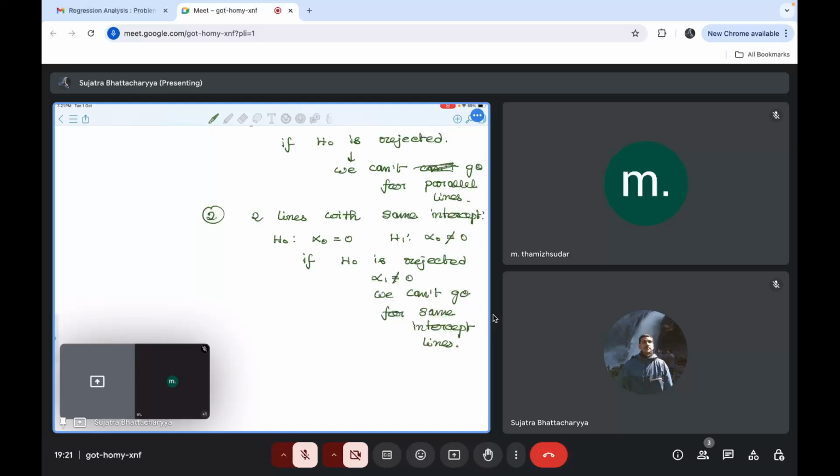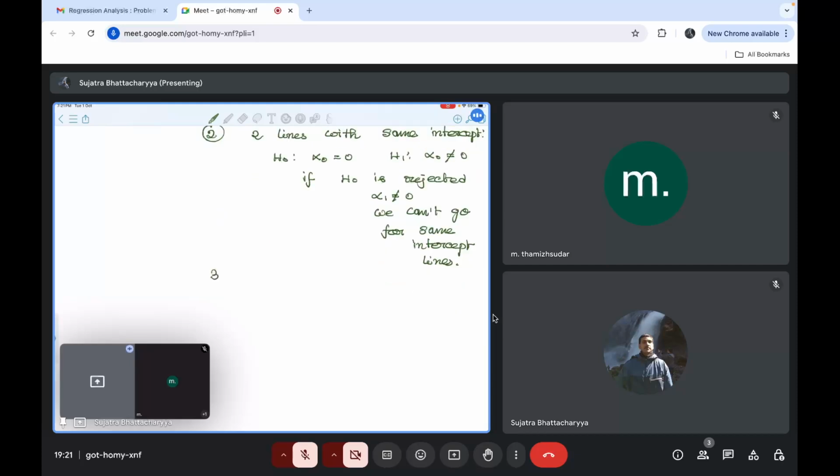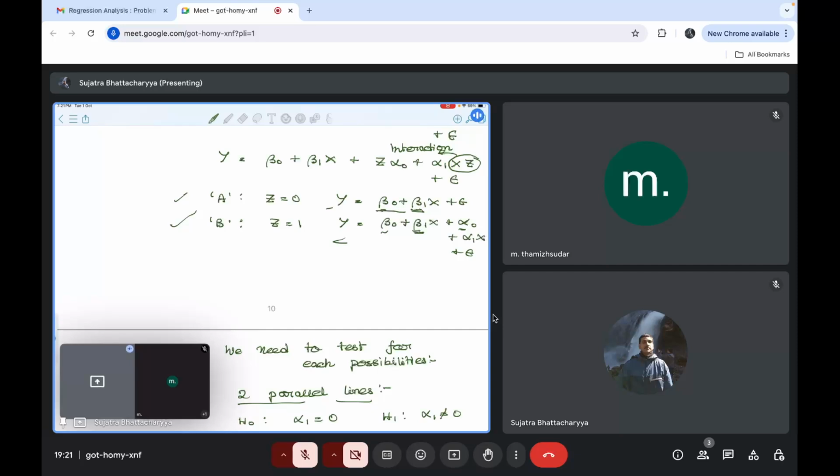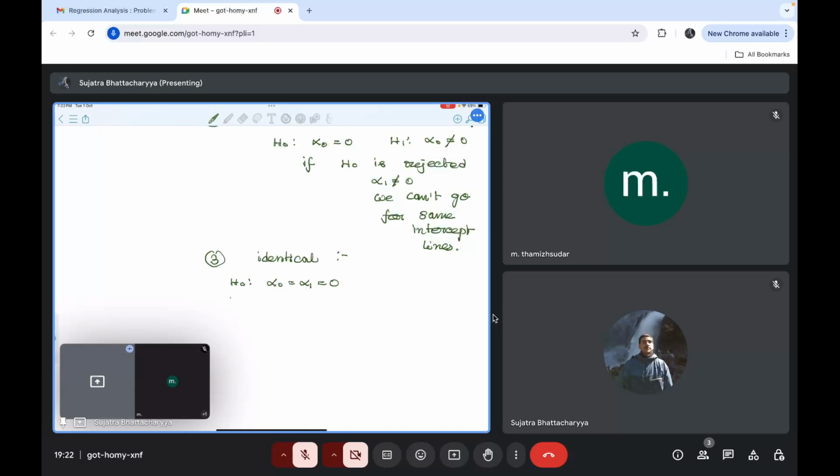And next is the identical case. For this case, both alpha naught and alpha 1 have to be 0. Because identical means this line and this line should be the same. All coefficients you put as 0, and H1 when H naught is not true. If H naught is rejected here, then you cannot go for the identical case.